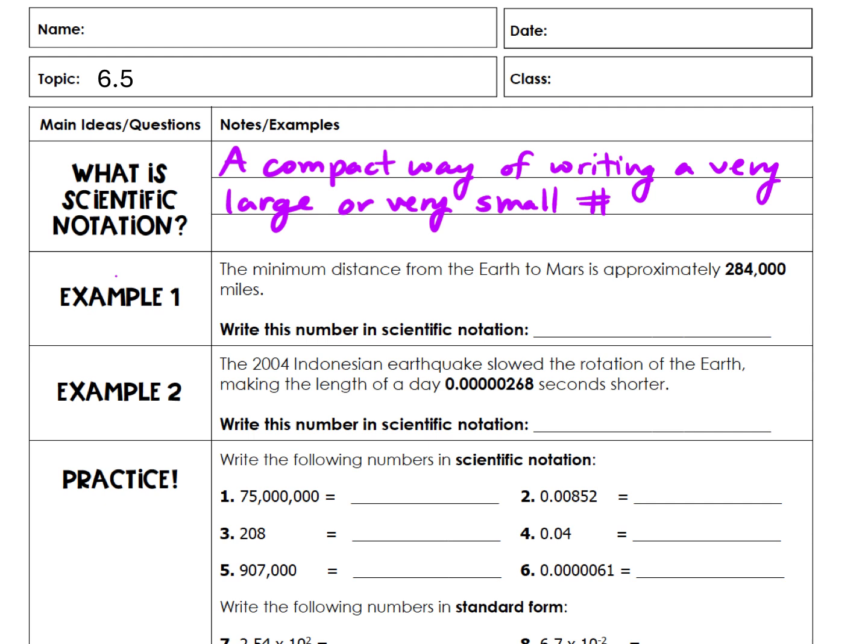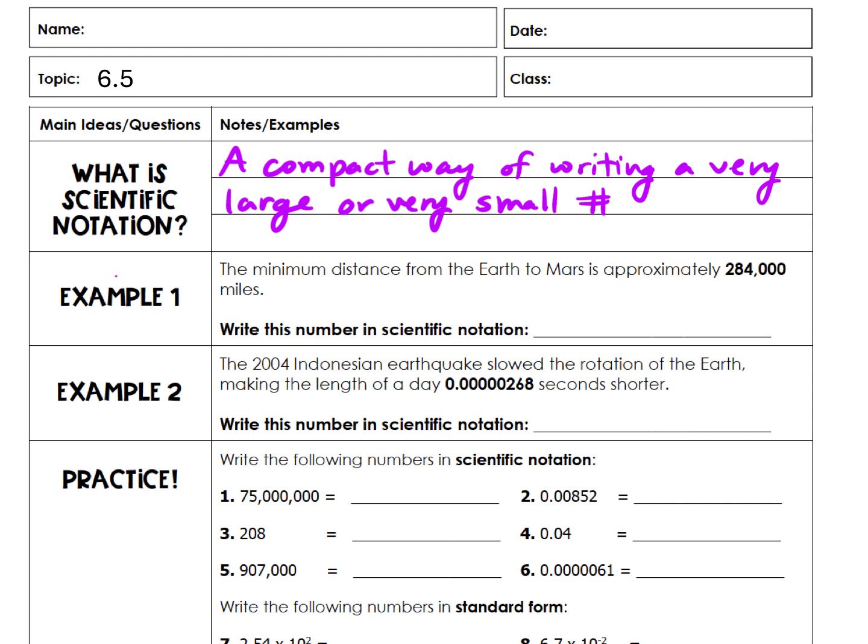So if you're ever considering being a scientist or a mathematician, you're going to live in this world. But basically, we're taking a huge number and making it compact, right? Smaller. Or we're taking a tiny number and making it compact, making it a set format.